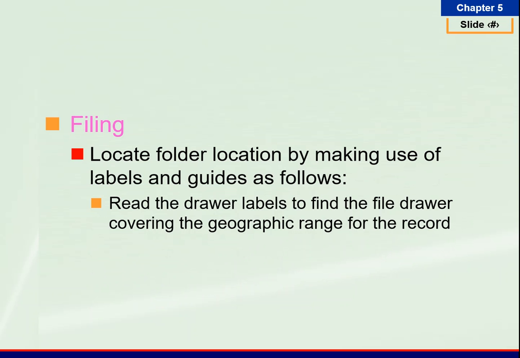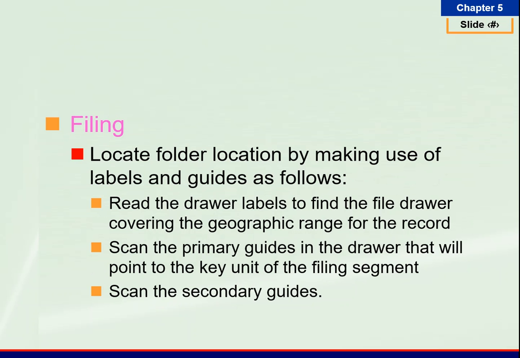And lastly is filing. You need to locate the folder location by making use of labels and guides as follows. You need to read the drawer labels to find the file drawer covering the geographic range for the record. Then you need to scan the primary guides in the drawer that point to the key unit of the filing segment. And lastly, you need to scan the secondary guides.